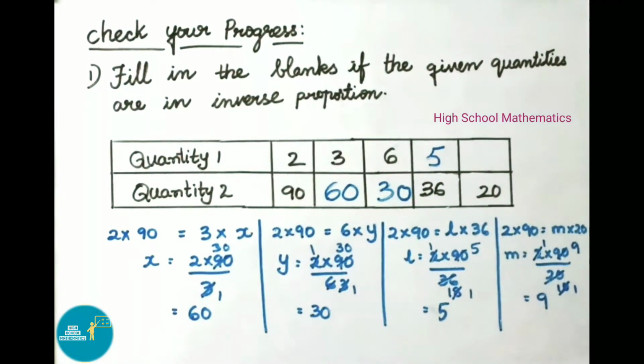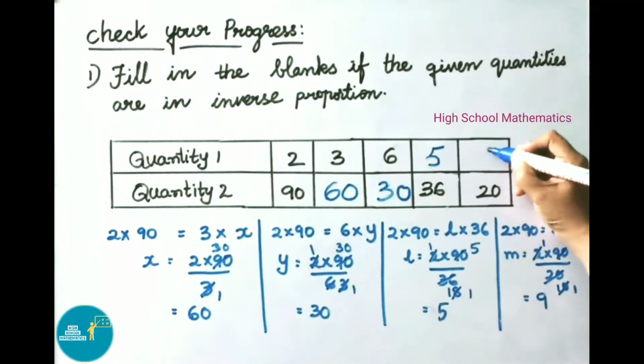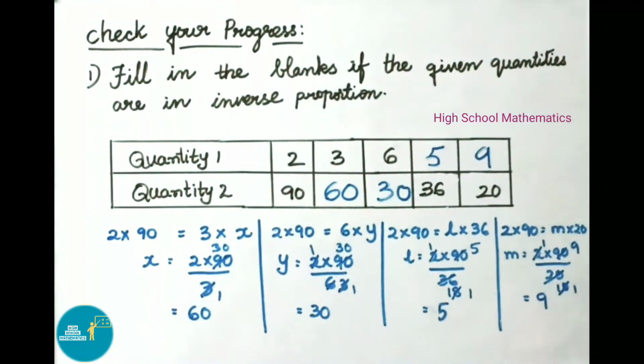See now last one, 2 into 90 equals m into 20, where the unknown value we have taken as m. Now m value is equal to 2 into 90 by 20. 2 ones are 2, 2 tens are 20. Again 10 ones are 10, 10 nines are 90. Now multiply numerator 1 into 9, 9. So here the answer is 9. So by using inverse proportion we have completed this tabular form.